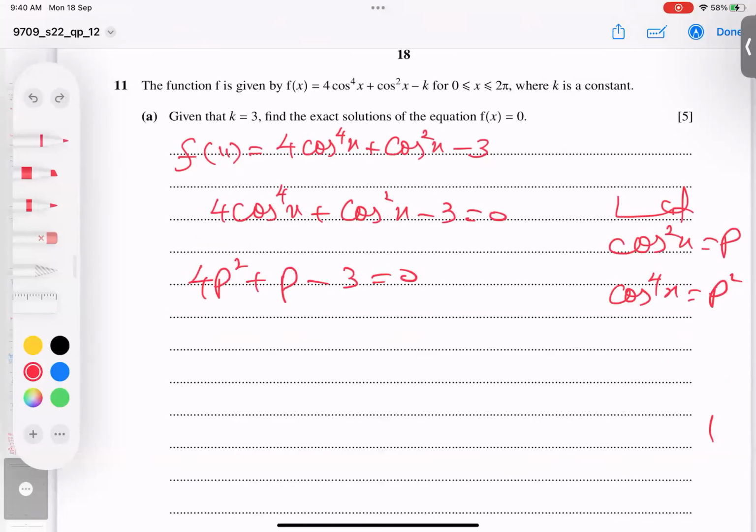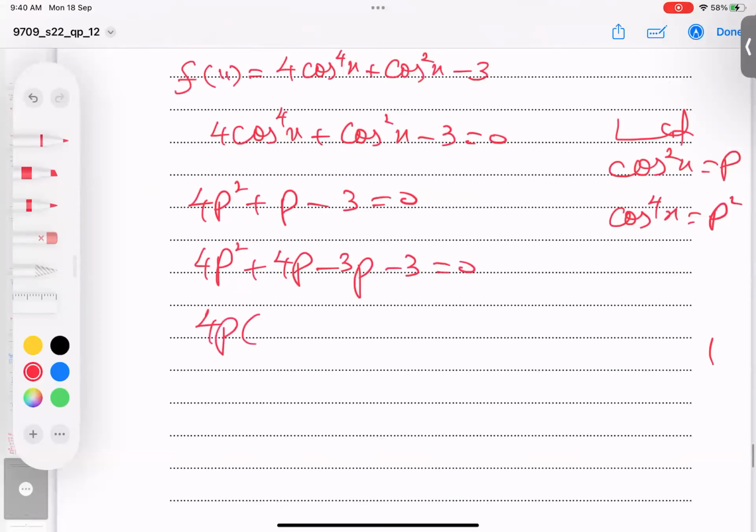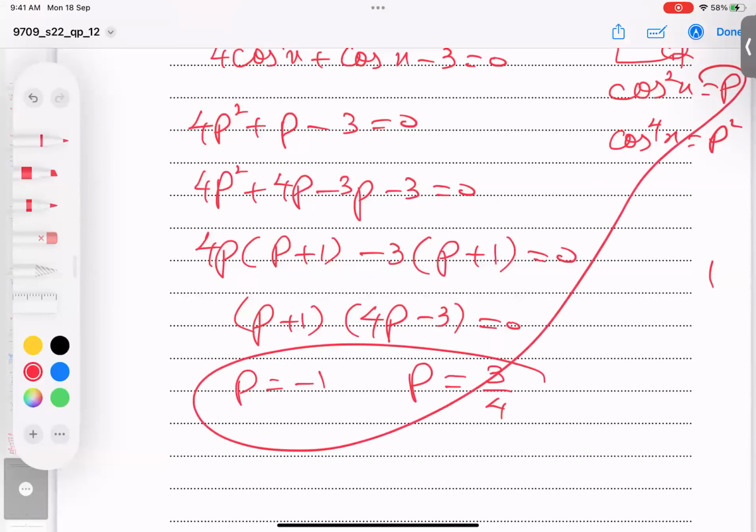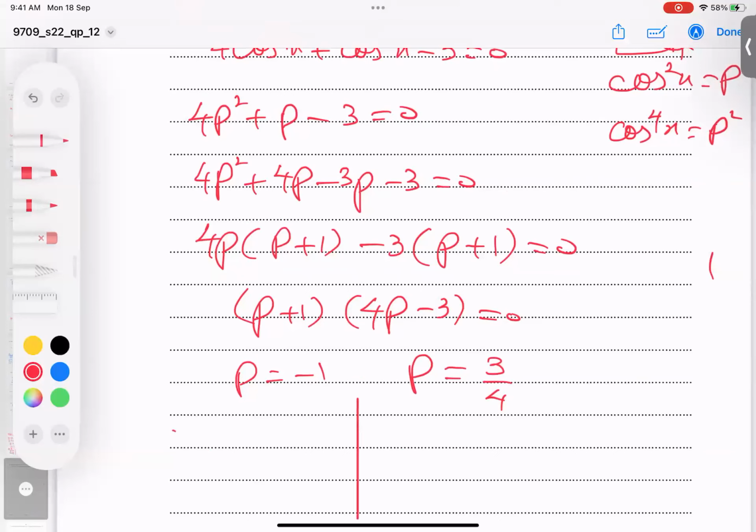And 4 3s are 12, and factorization is easy here: 4p and negative 3p, negative 3 equal to 0. 4 could be common, I get p plus 1. Negative 3 common, I get p plus 1. So I'm getting finally p plus 1 and 4p minus 3 equals 0. One time this is 0, one time this is 0. I get one answer from here and one answer, 3 upon 4. So I got two answers, students, and I will plug in both values there. So cos square x equals minus 1 and cos square x equals 3 upon 4.